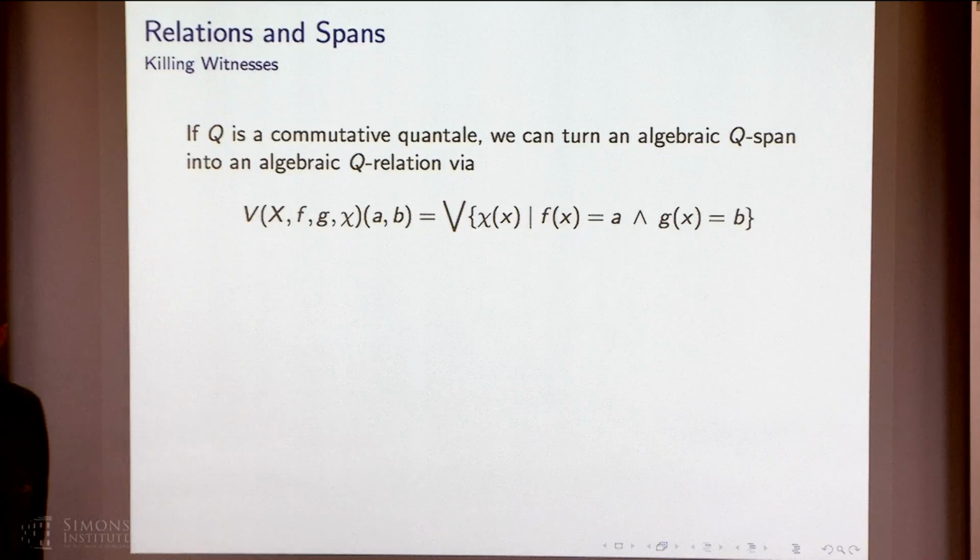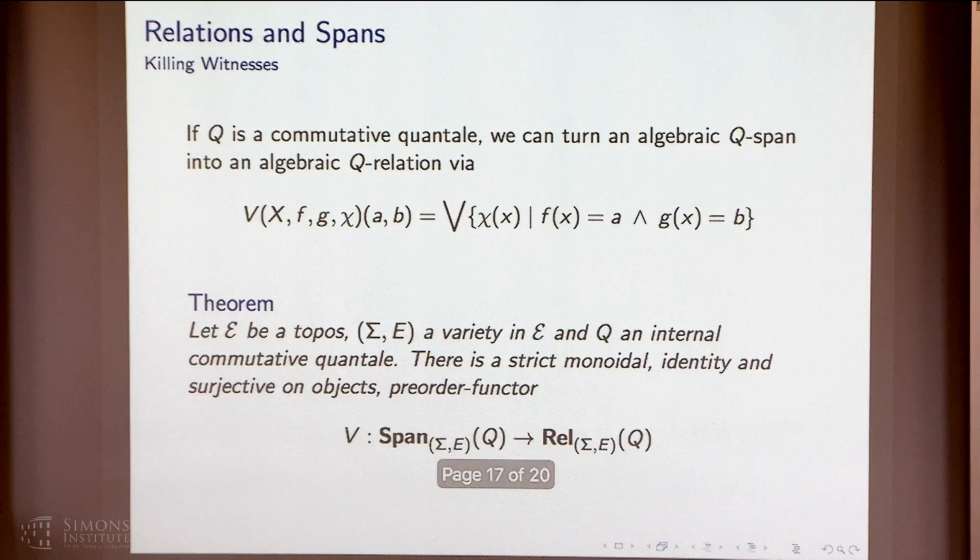So we can kind of think of the need for a quantale in terms of the relation construction as acting as a sort of optimizer, picking the best way in which things are related. So that's the role that it serves. And it turns out that works out nicely as well.